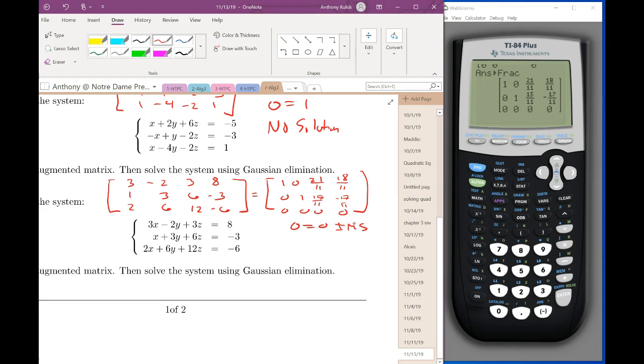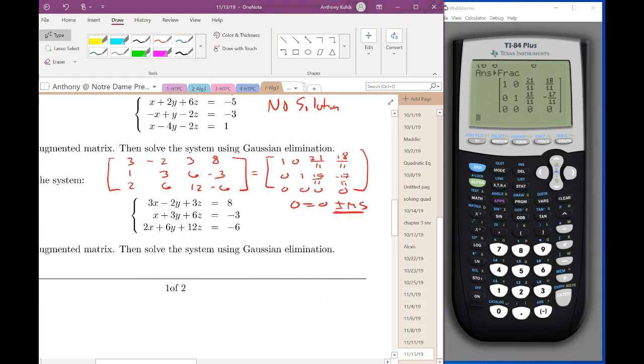Now, that's not the end here for us. We also want to describe that general solution set. So the way I'm going to do that is I'm going to use those previous two rows in my matrix. So that first row is saying x plus 21 over 11z is equal to 18 over 11. And the second row says y plus 15 over 11z is equal to negative 17 over 11.